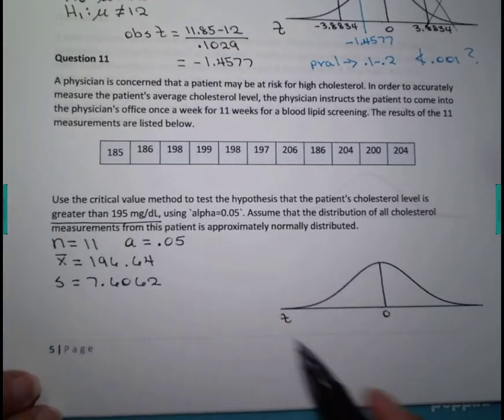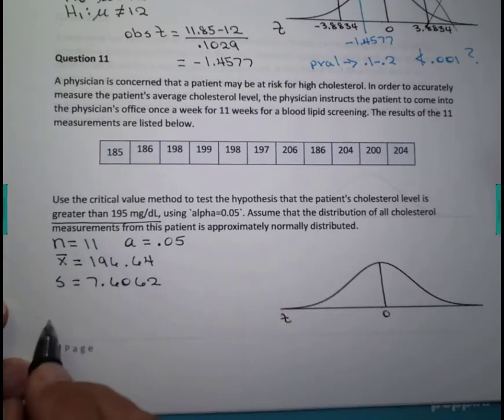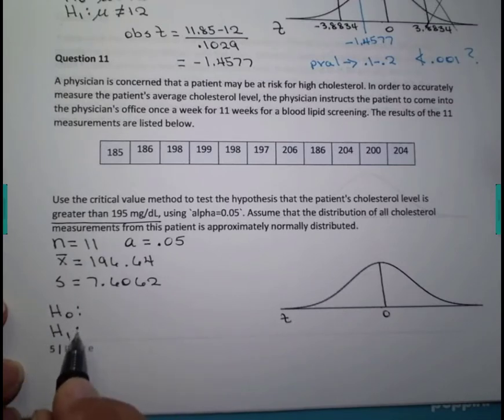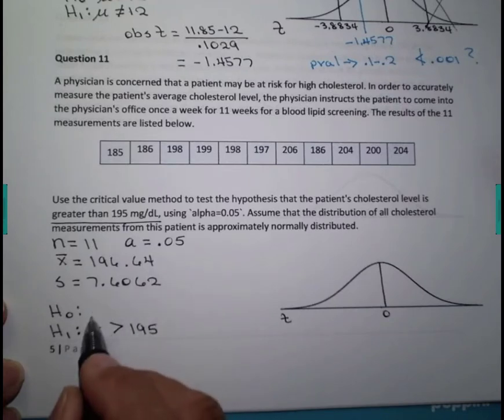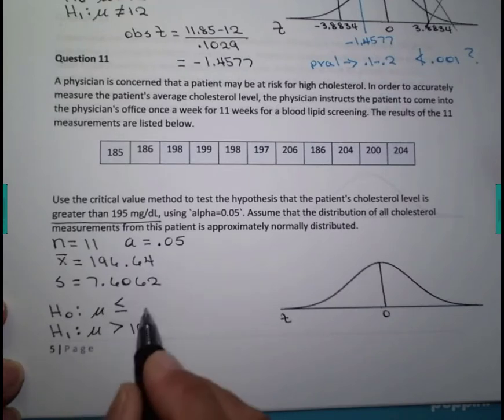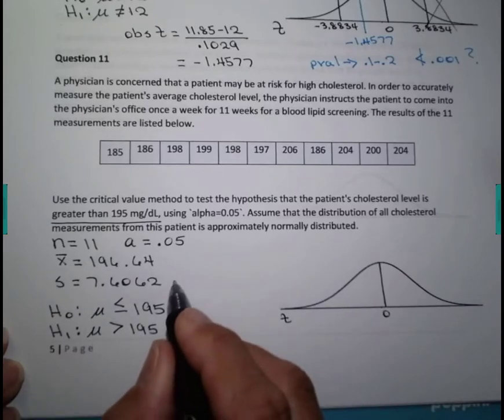I know alpha here. I've got to figure out where my test is going. He wants to know if it's greater than. Let's go ahead and write the hypothesis statement. Here's what the doctor wants to know, if the mean is greater than the 195, right? What's the alternative? I mean, the null hypothesis would be that the mean is less than or equal to 195. So it would be the middle, 195, right?